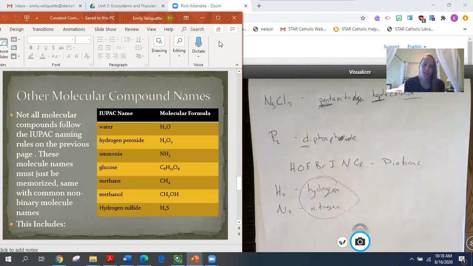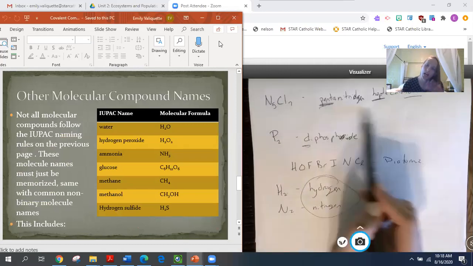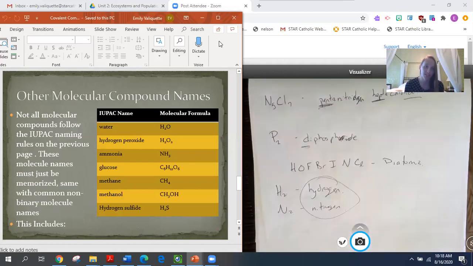There are other molecular compound names that don't follow this rule of using the prefixes. So water, you have to just know is H2O. Ammonia is another one you have to have memorized. It's NH3. Methane, you have to have memorized. It's CH4. Hydrogen sulfide, also called hydrosulfuric acid, is H2S. That one you don't have to memorize until the 3rd unit, but eventually you will. The other ones that are on this list you don't have to have memorized.